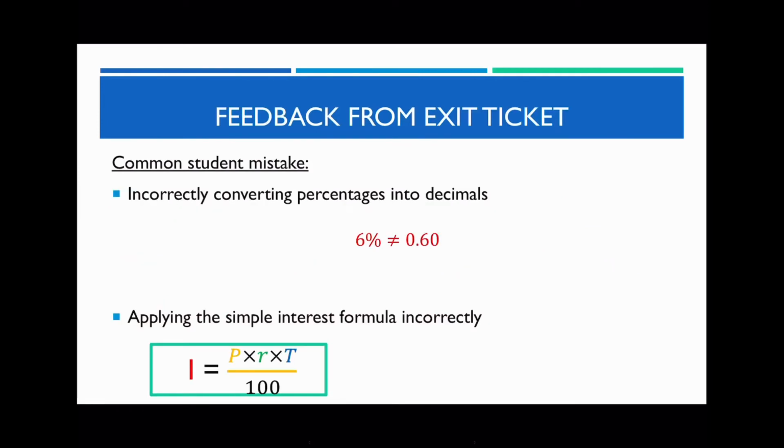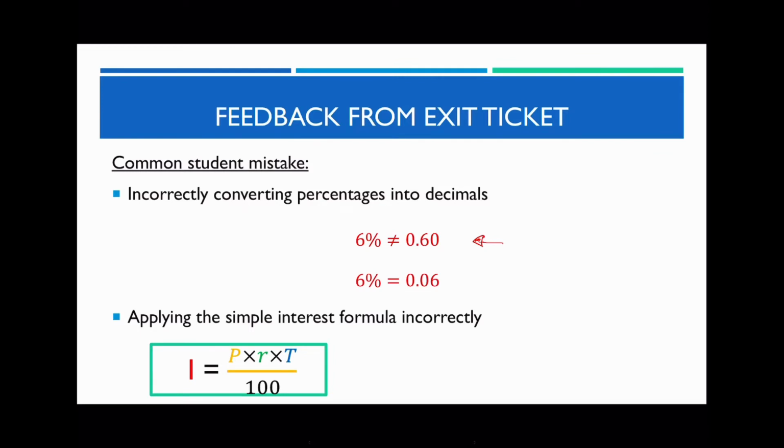Now, I'm just going to be quickly going through the feedback based on your exit tickets again, just so that you can avoid making these mistakes in your post-test as well. Now, the first common mistake is that students can't convert percentages into decimals correctly, so this is a common mistake that I've identified. So 6% is not the same thing as 0.6. Instead, 6% is equal to 0.06.